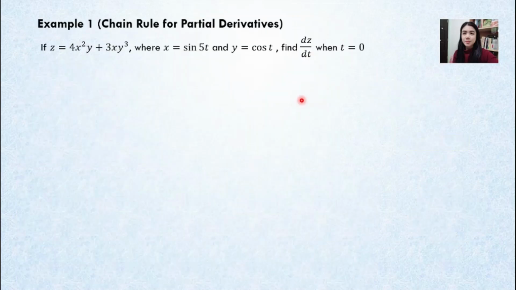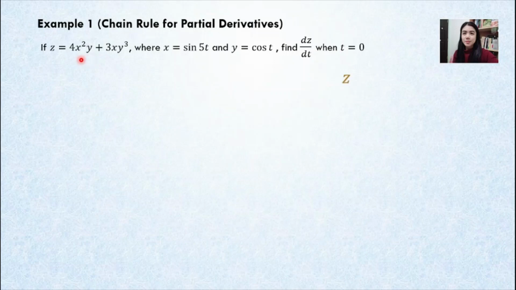Let's just look at example 1. In example 1, they ask us to find dz dt when t equals 0. So you need a tree diagram in order to find the formula of dz dt. We begin the tree diagram by analyzing the equation that we have in example 1. First of all, you have z equal to 4x squared y plus 3xy cubed. So it means that you're going to begin your tree diagram with the node z.